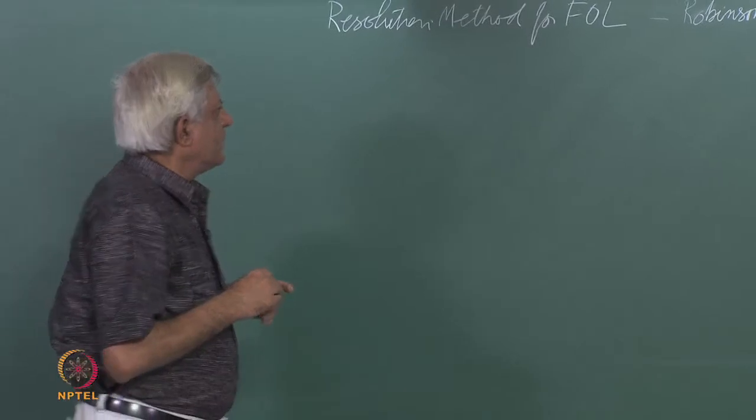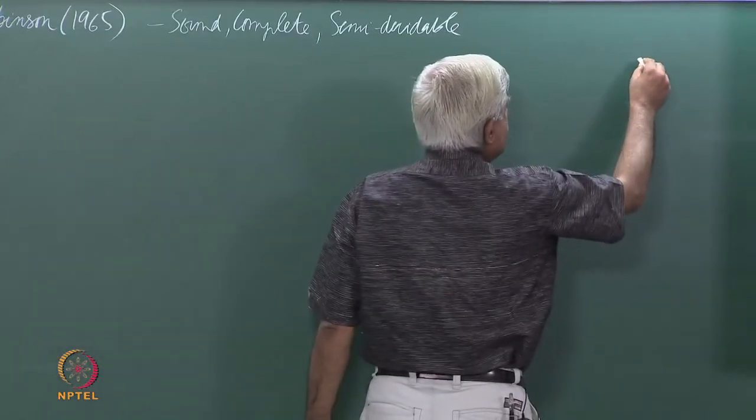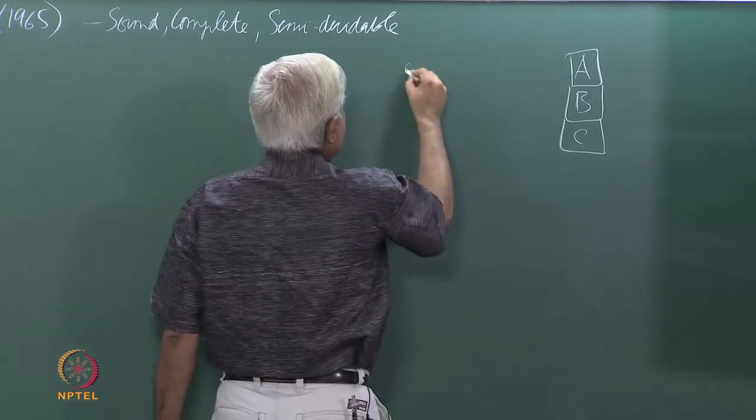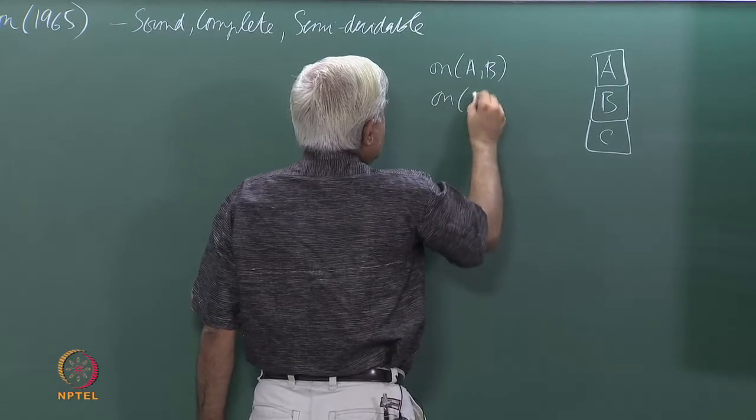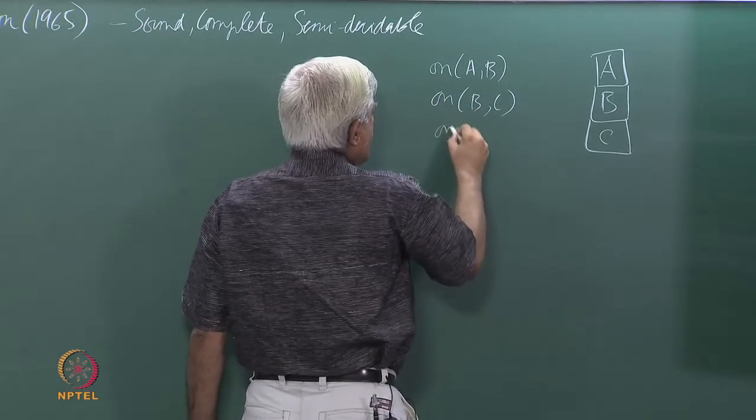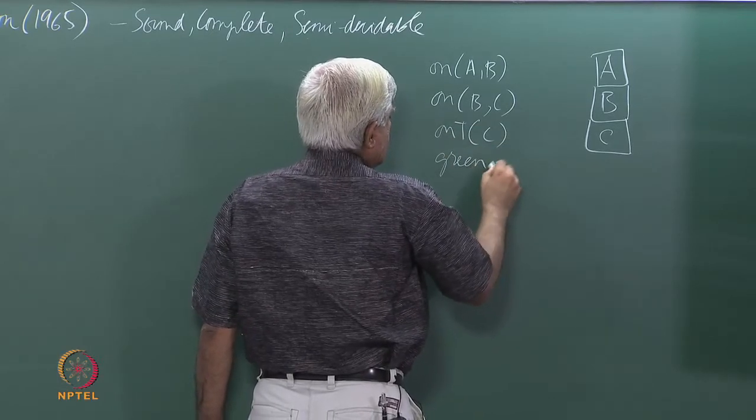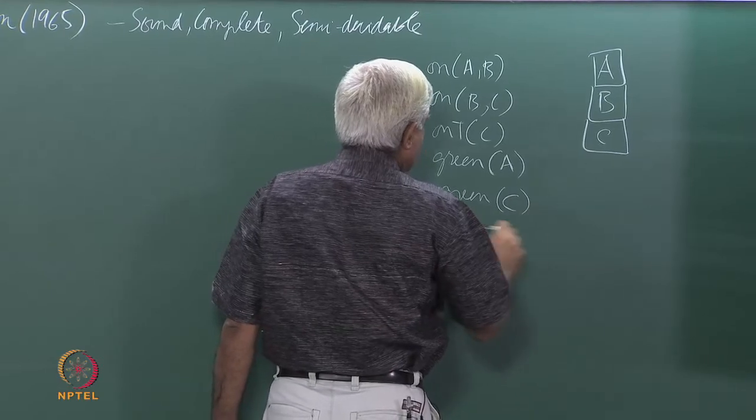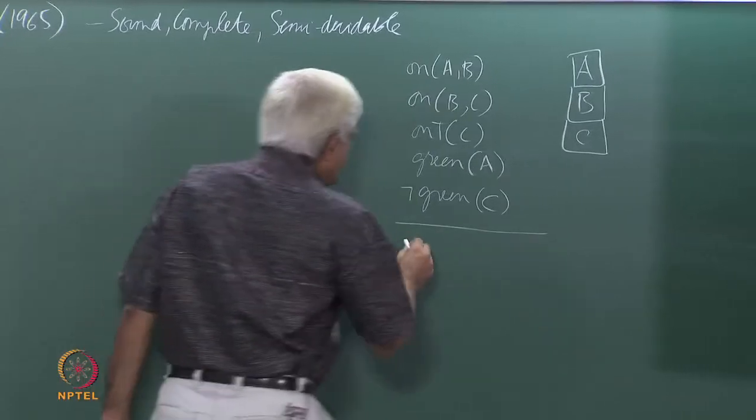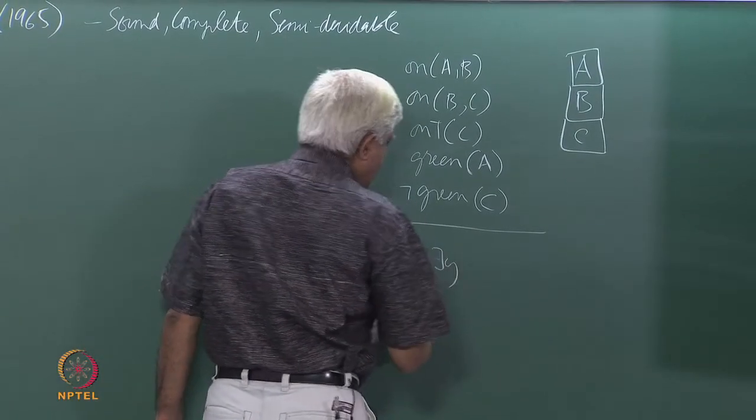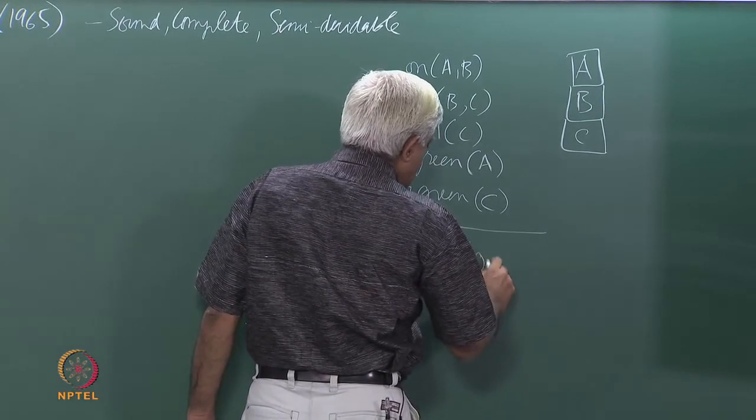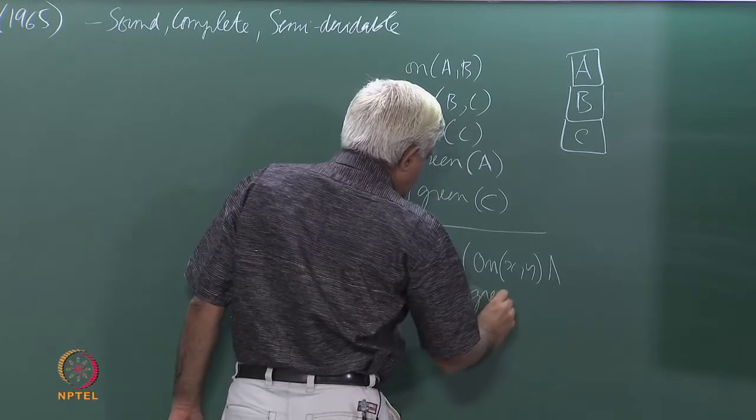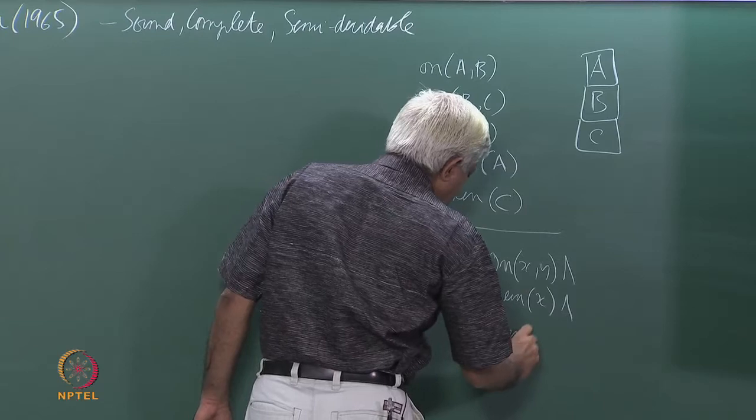Okay. So today we'll go back to this example that we saw: on(A,B), on(B,C), on table C, and green A. Supposing this is a set of facts given to you, and you want to show that there exists an X and there exists a Y such that on(X,Y) and green(X) and not green(Y).